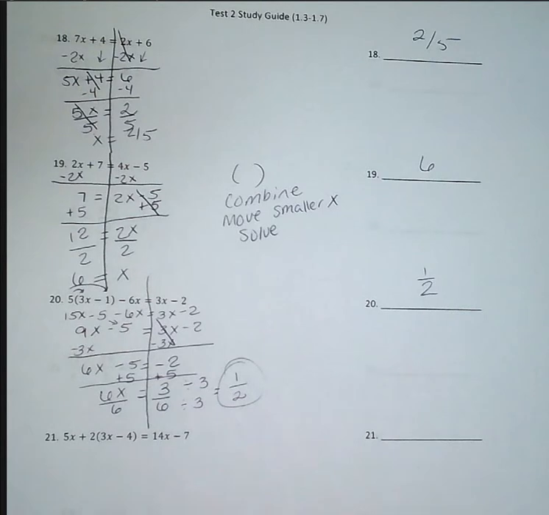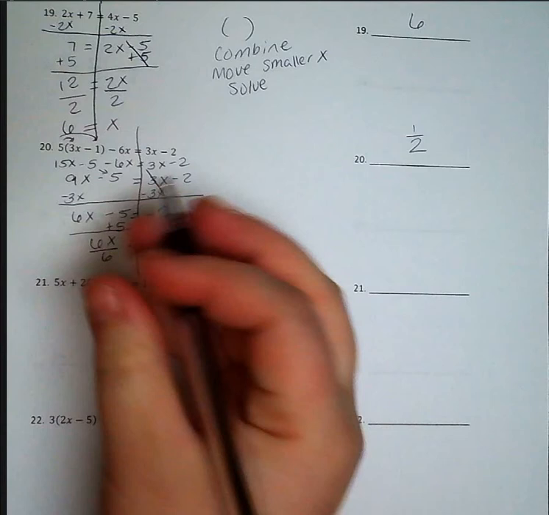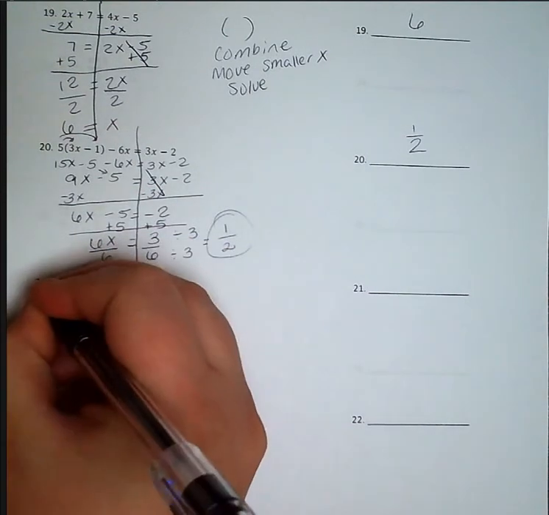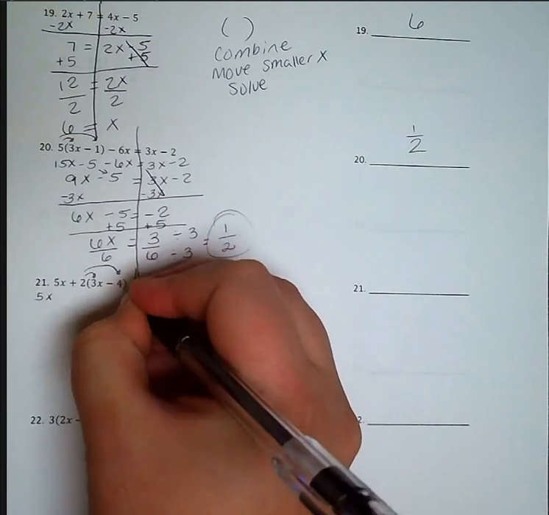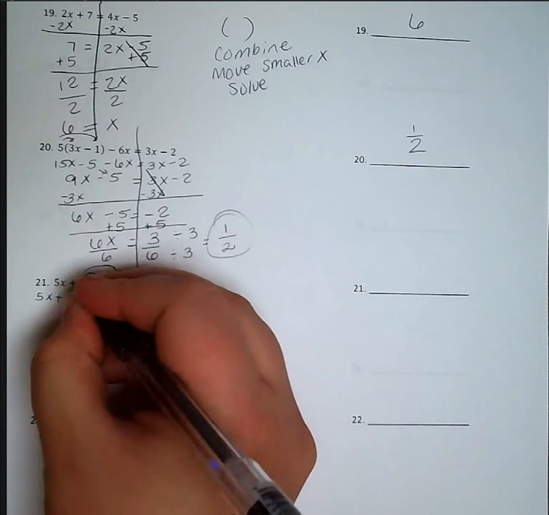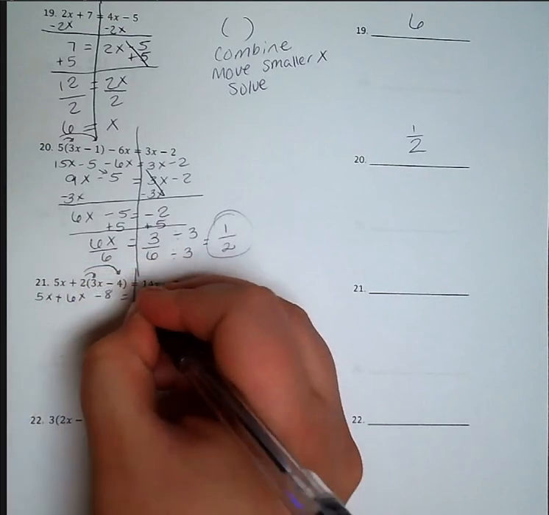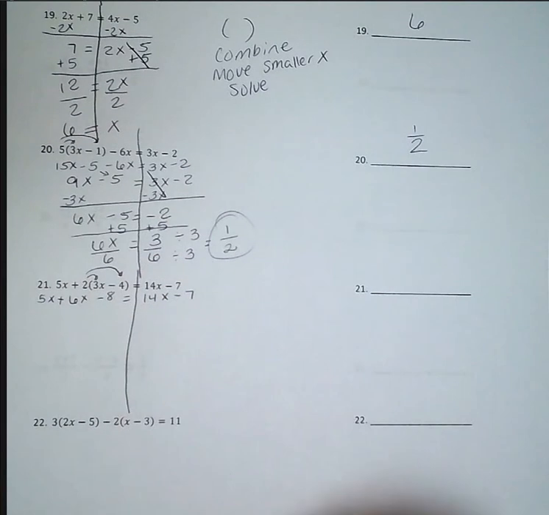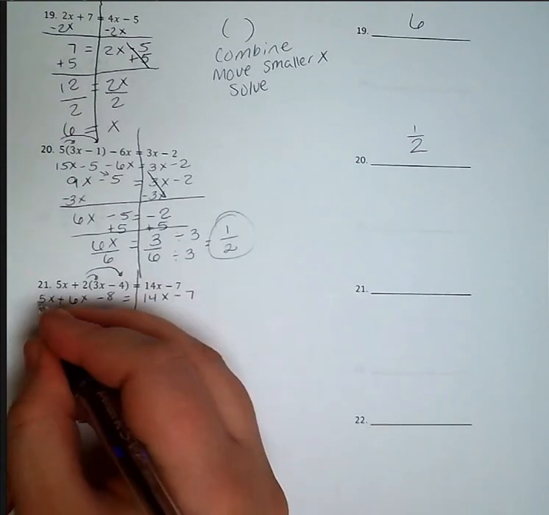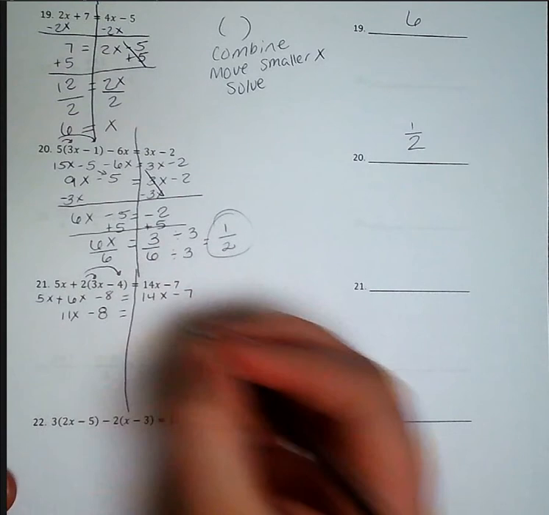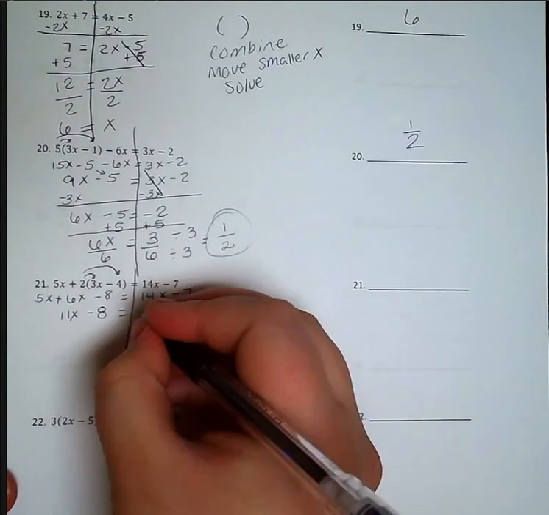So in number 21, I'm going to distribute that 2. So I'm going to bring that 5x down to get 2 times 3x is 6x. 2 times negative 4 is negative 8. And I'm going to bring down my 14x minus 7. Now I combine my like terms. 5x plus 6x is 11x. Bring down your minus 8. And there's no like terms to combine over here, so we're just going to bring that down.